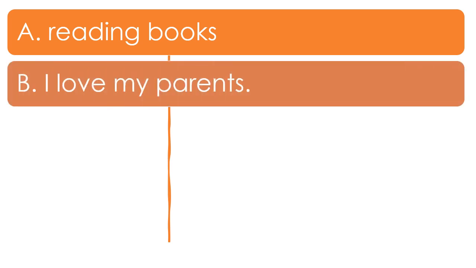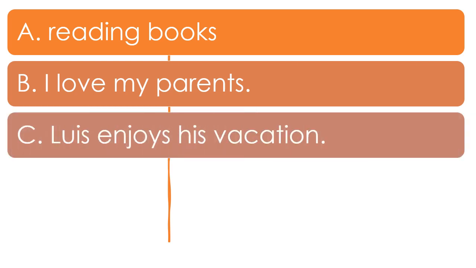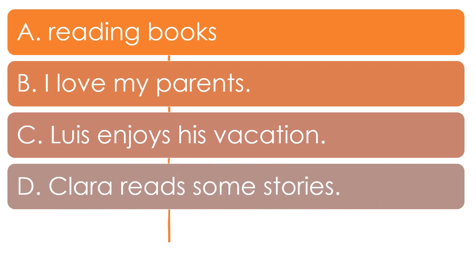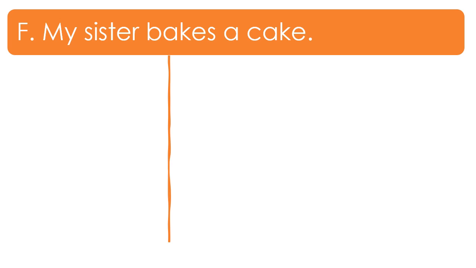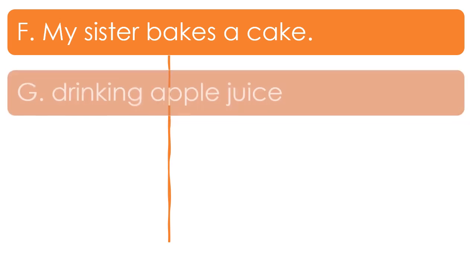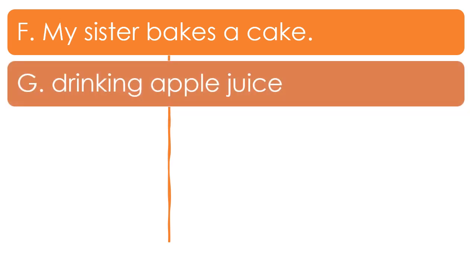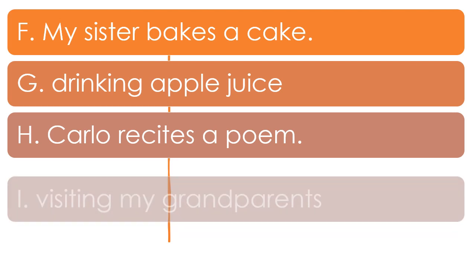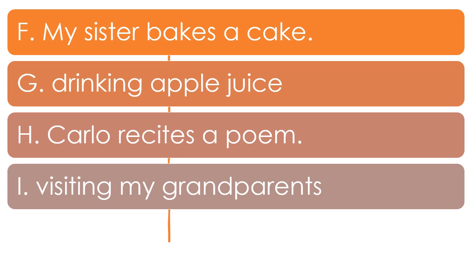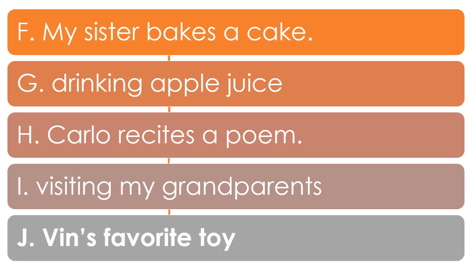Letter A, reading books. B, I love my parents. C, Luis enjoys his vacation. Letter lang ang isusulat ha, doon sa sentences, tapos doon sa non-sentences. Letter D, Clara reads some stories. E, Alexa and Arman. Letter F, my sister bakes a cake. G, drinking apple juice. H, Carlo recites a poem. I, visiting my grandparents. And for letter J, Vin's favorite toy.